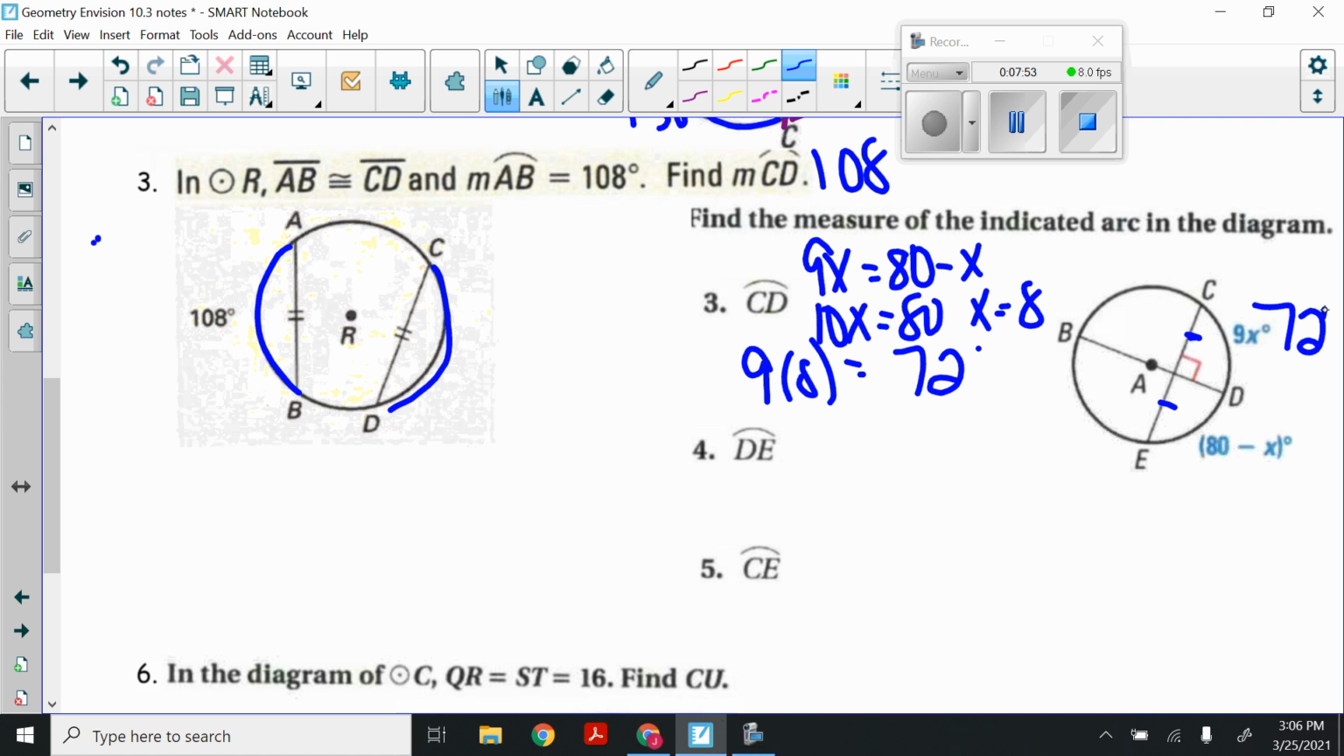So now it says find arc DE. Well, DE, remember we said they were congruent, it's also 72 degrees. Find arc CE, well, that's 72 plus 72, so that is 144 degrees.